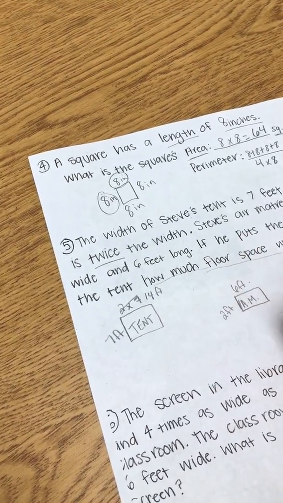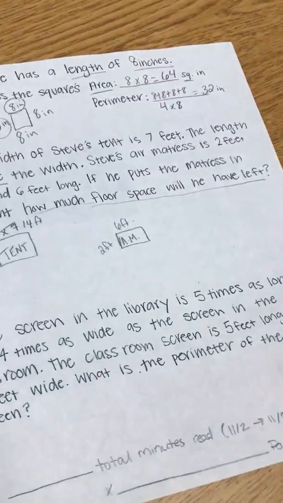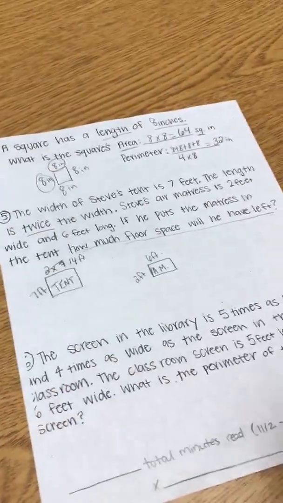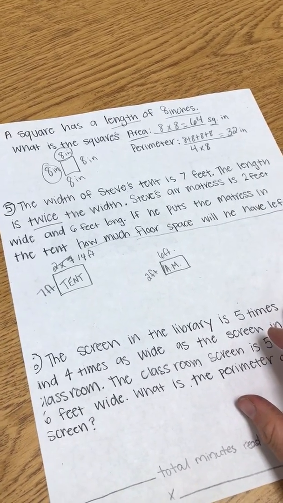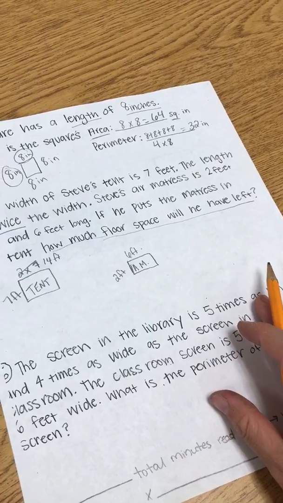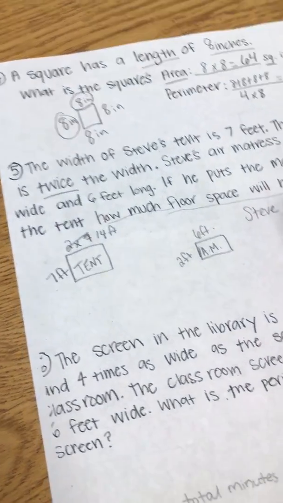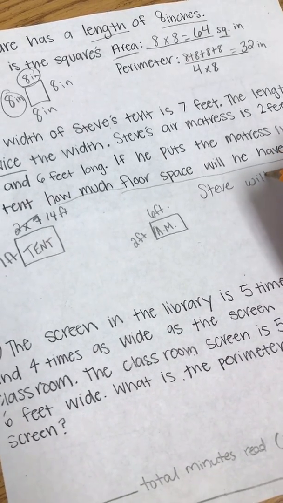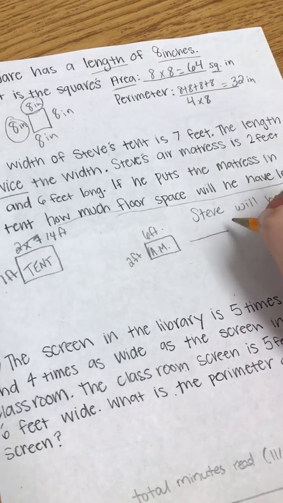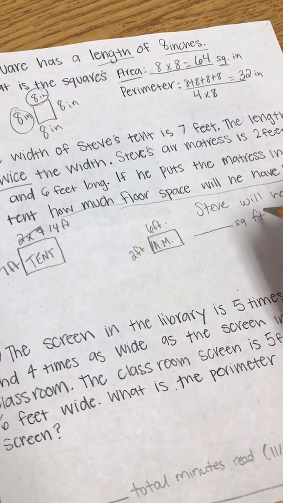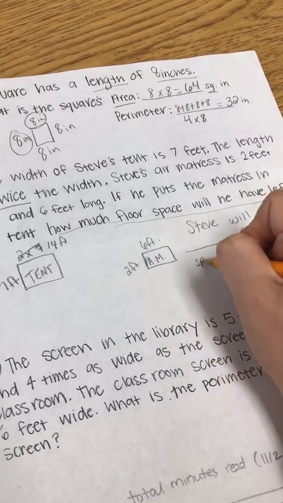4th grade is packed with multi-step word problems just like this one. So to get my brain straight, because my goodness, there's a lot going on, I'm going to restate this question. If he puts the mattress in the tent, how much floor space will he have left? Steve will have blank square feet of floor space left.